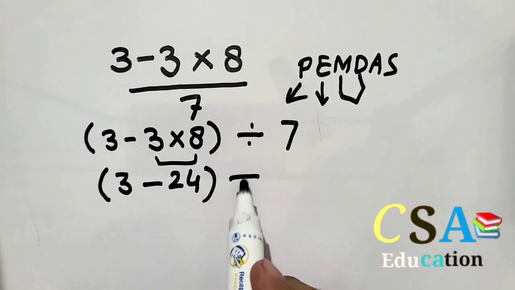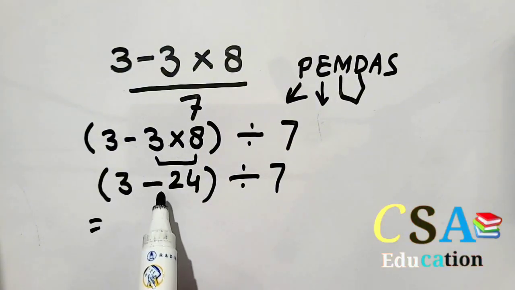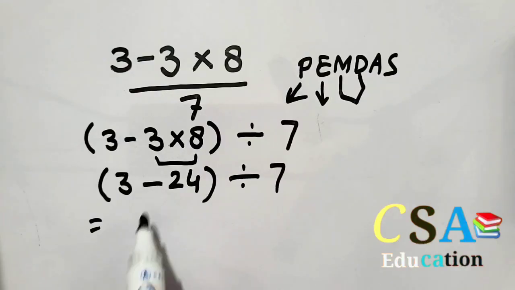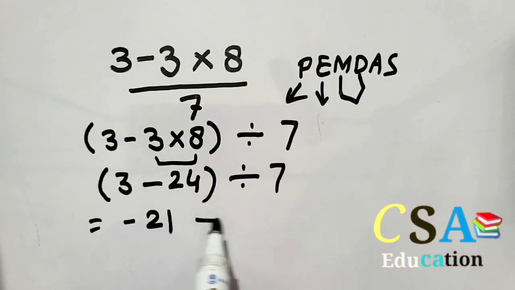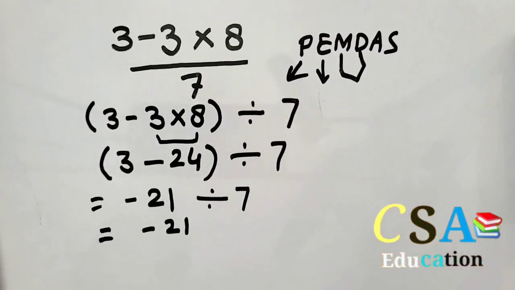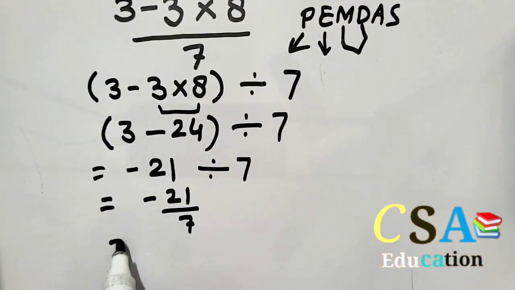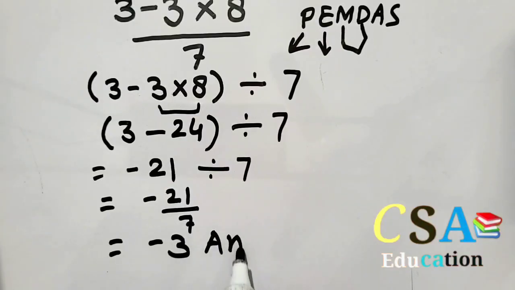24 divided by 7. Here is 3 minus 24 in the parentheses, which will be equal to minus 21, and divided by 7. Here is a simple division. We will get minus 21 divided by 7. So we will get minus 3, which will be our answer.